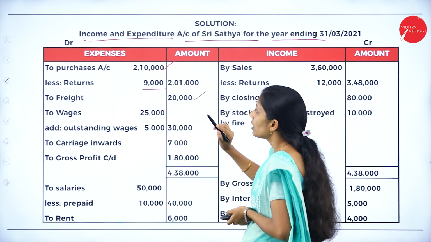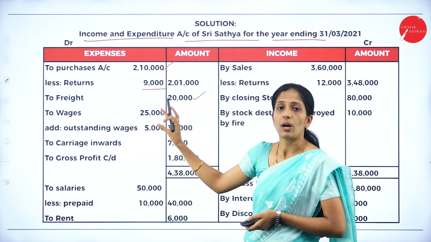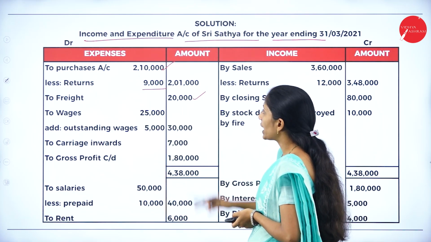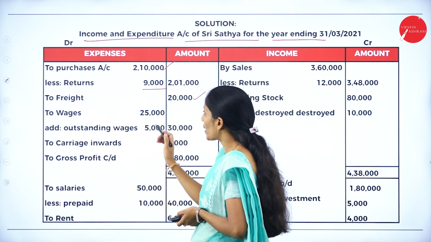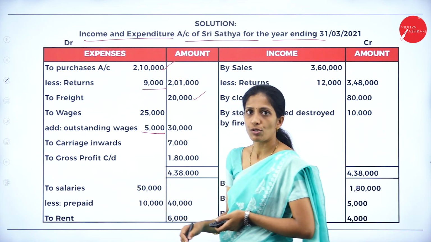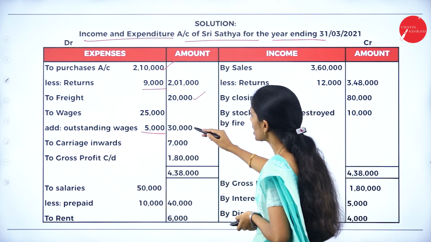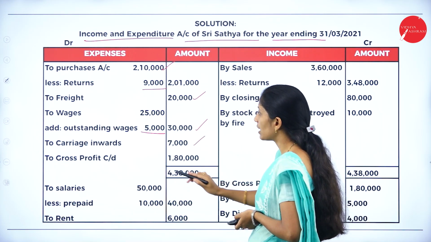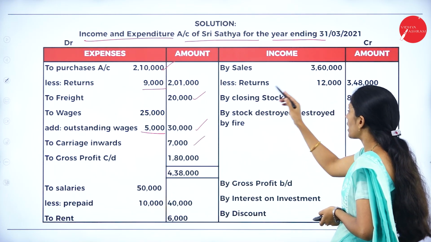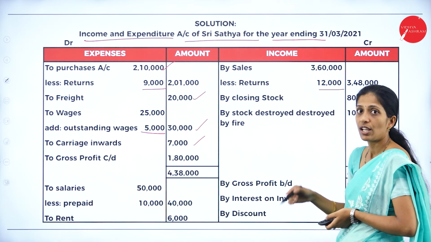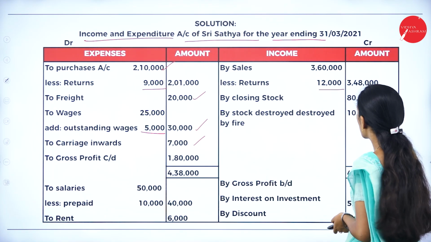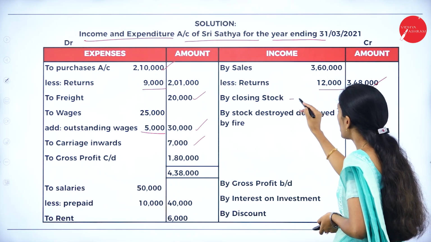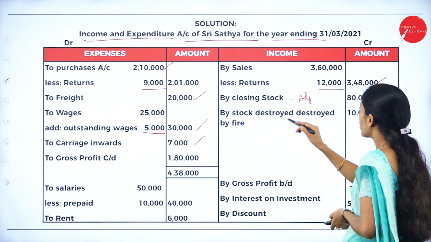Then to freight. So what you will record in your trading account? All the expenses that take place in the factory, which are called direct expenses. So freight is a direct expense. Next, wages. We have outstanding wages also. Add that outstanding wages. So I'll get 30,000. Next, carriage inward. It is a direct expense. Take here. Next, coming to income side, by sales less returns. So I have told you how you have to take the returns also. That is 3,48,000. Closing stock they'll give in the adjustments. Okay. So that you have to take.